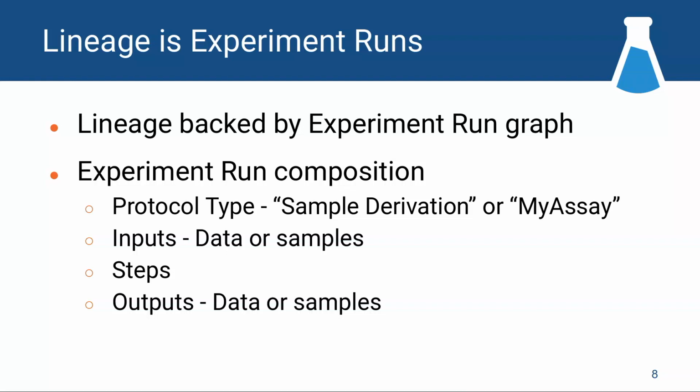There are inputs, and those can be either data or samples. And data, in this case, means typically files, right? When you're doing an assay import, those are typically files, but not always. So for example, in that first lineage graph I was showing you, there was an expression system that was an input, and that expression system is backed by an object called a data class. And so that data class is a row kind of similar to a sample. It has a name, it has some properties.